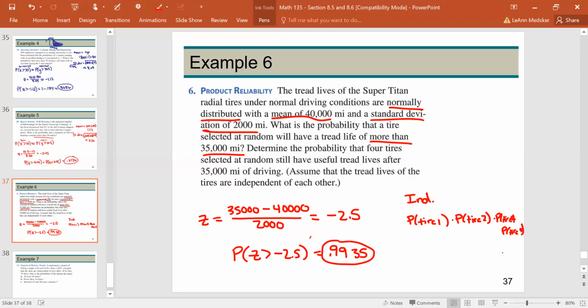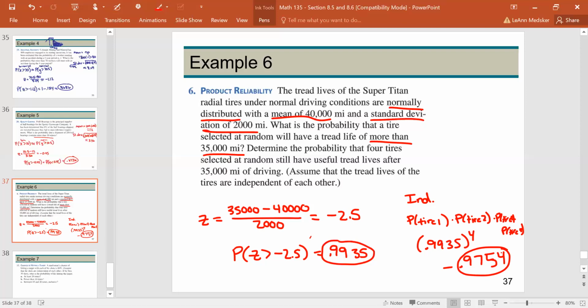They all have the same probability since it's independent, and we know the probability of just one of them out of the group having this. So this is just 0.9935 times itself 4 times. So we're just raising it to the 4th power. And that comes out to 0.9754. So there's a 97.54% chance that 4 tires selected at random will still have that tread life.